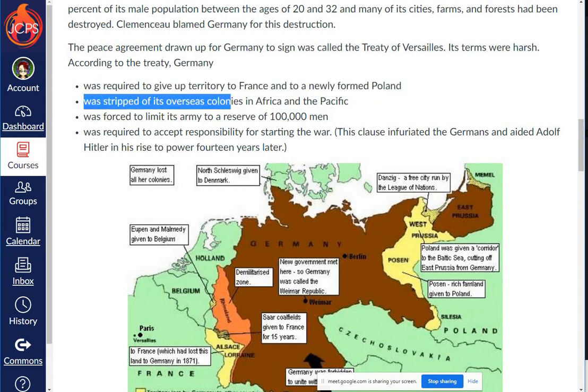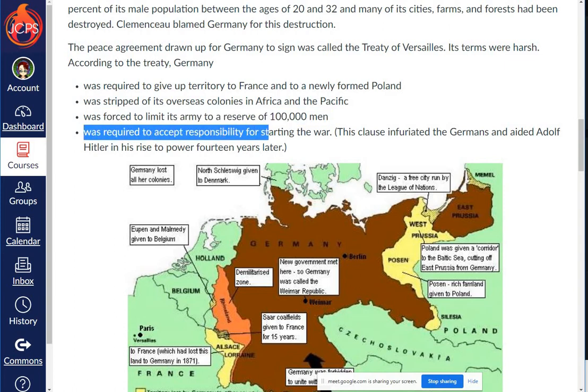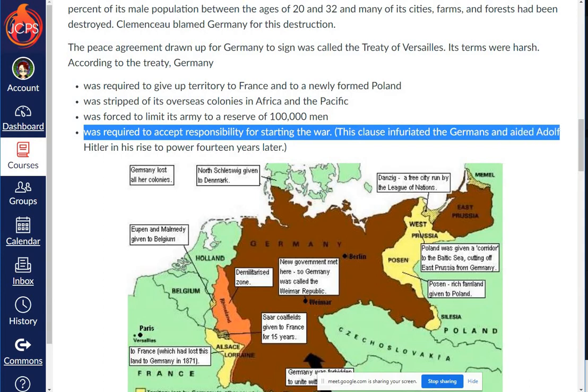Germany was stripped of its overseas colonies in Africa and the Pacific. It was forced to limit its army to a reserve of 100,000 men. That's like literally nothing. Like 100,000 is nothing. It was required to accept responsibility for starting the war. This clause infuriated the Germans and aided Adolf Hitler in his rise to power 14 years later.